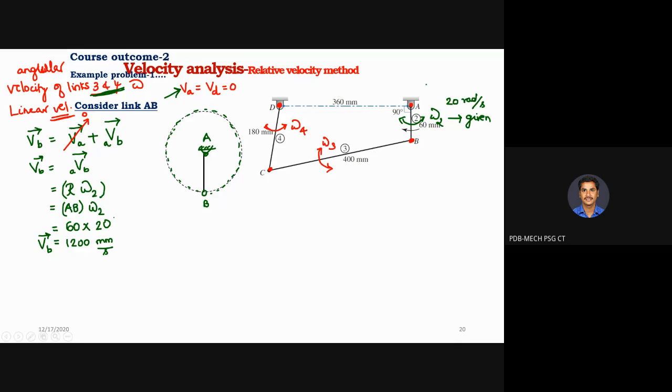So the work is over: velocity of A found, velocity of D found, and now velocity of B is also found. Its magnitude is 1200 mm per second. Since velocity is a vector quantity, we know the magnitude is 1200 mm per second with respect to A. How do we find the direction?